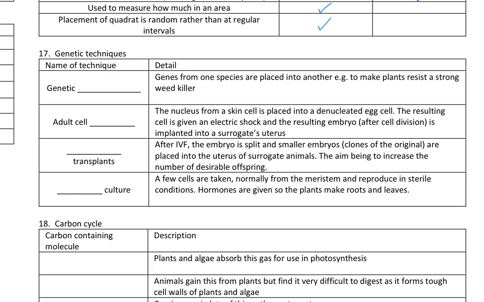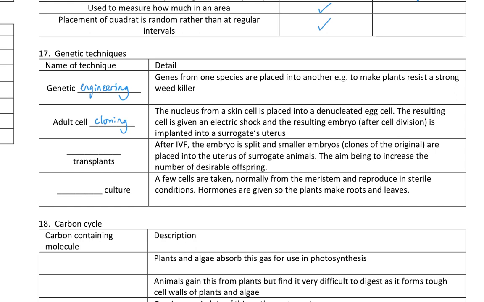Genetic techniques next. Name a technique. Genes from one species are placed into another, e.g. to make plants resist a strong weed killer. So this is genetic engineering. Next, the nucleus from a skin cell is placed in an enucleated egg cell. The resulting cell is given an electric shock, you get an embryo, and it goes into a surrogate. This is adult cell cloning. So I'm going to clone you by taking one of your cells.